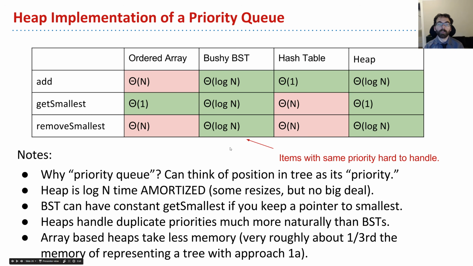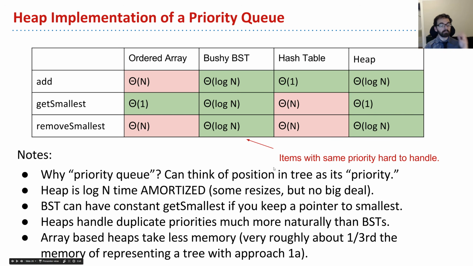If you have multiple items of the same priority, let's say you're monitoring the text messages of your citizenry, and two people write equally seditious posts, things we don't approve of, then our bushy binary search tree approach will get confused. However, a heap very naturally handles items with the same priority. For example, an array of all 8s.